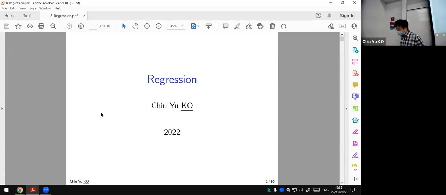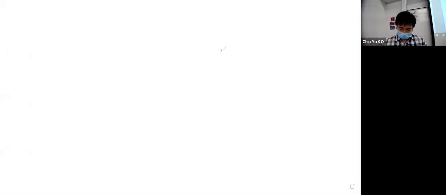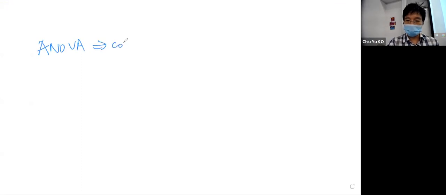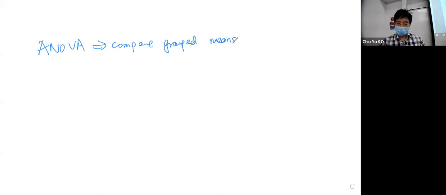Before we go ahead to finish the very last pieces of our course, let me remind you what we are doing in regression. It's closely related to the idea of ANOVA, right? If you remember, ANOVA is simply what we do to compare group means, right?